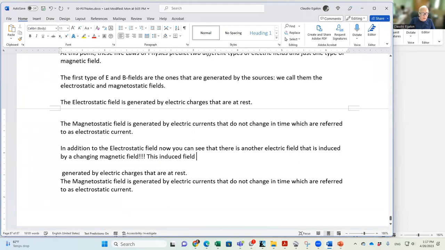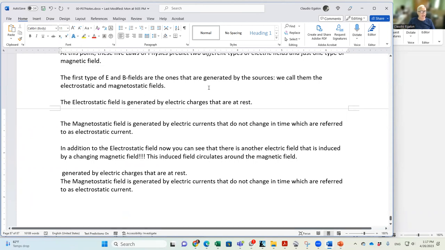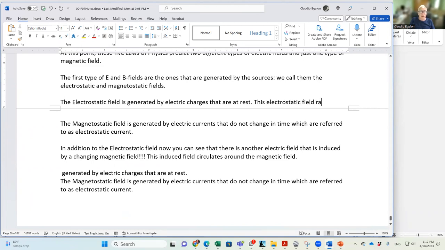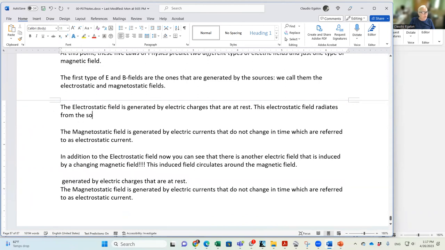This induced field circulates around the magnetic field, whereas this electrostatic field radiates from its sources, the electric charges. And recall the magnetostatic field, you know, is not an induced field, but this field also circulates around its sources. What are the sources? The electric current. Can you picture that?